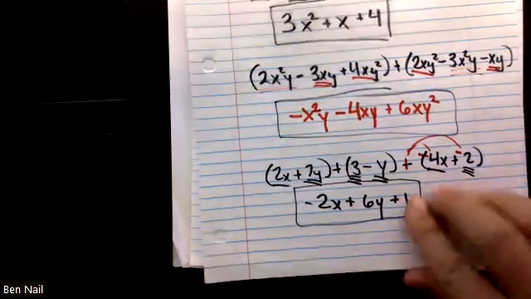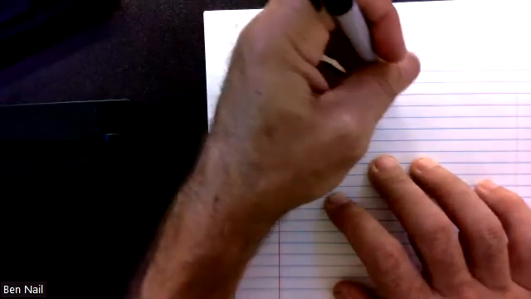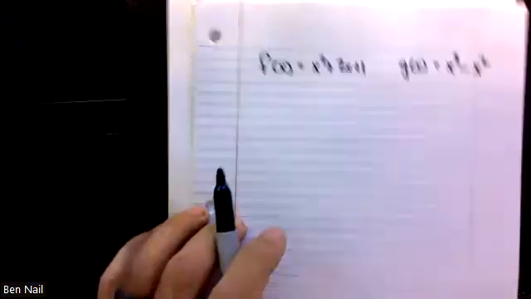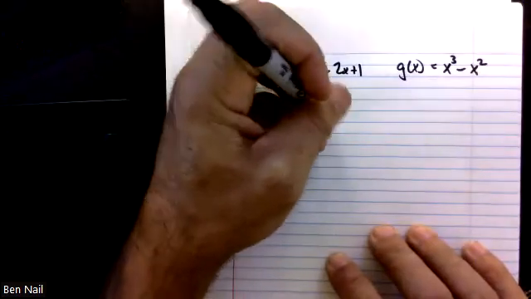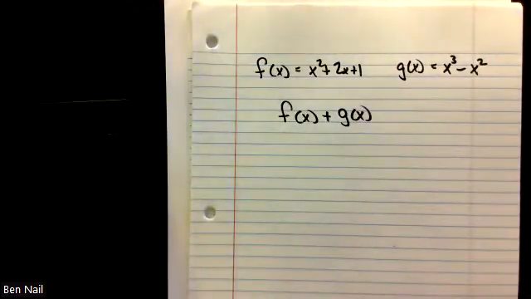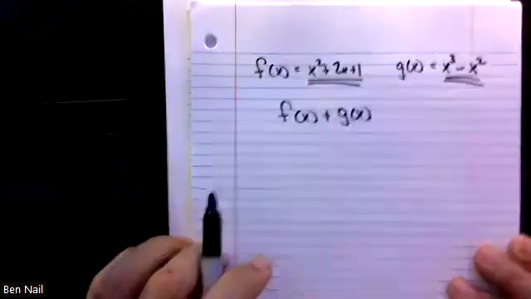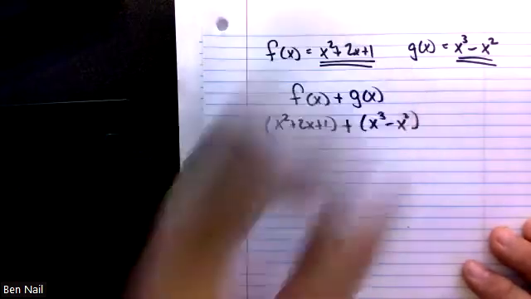All right, the last thing that they will try to do within this section is they just make the problem look a little different. So if they give you something in function notation, so say f of x equals x squared plus 2x plus 1. Say g of x equals x cubed minus x squared. They may give you something like this. They'll say f of x plus g of x. What they want you to do is add this thing and this thing. So we're taking x squared plus 2x plus 1 plus x to the third minus x squared.